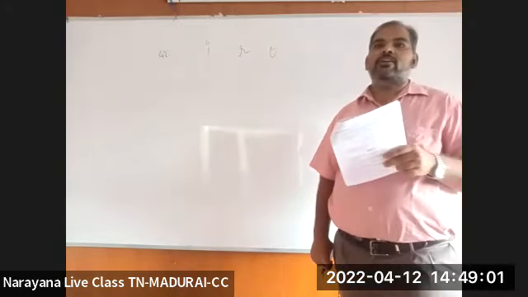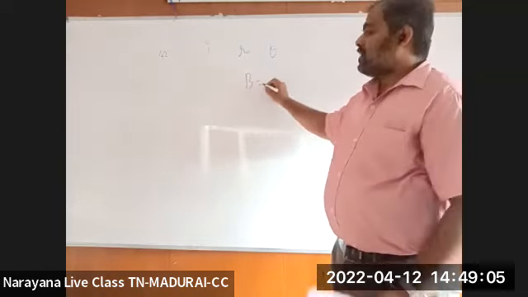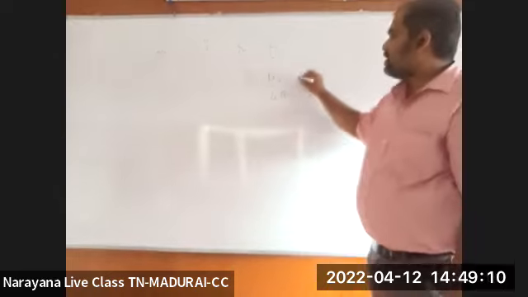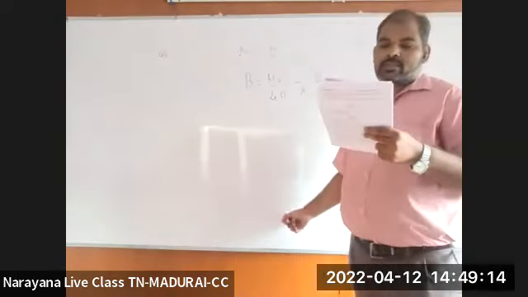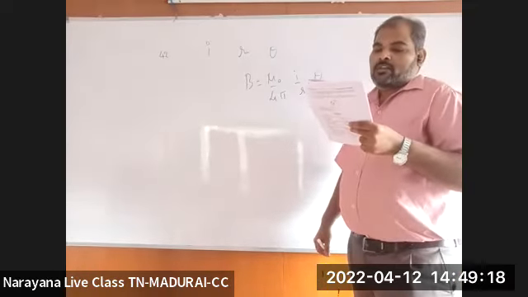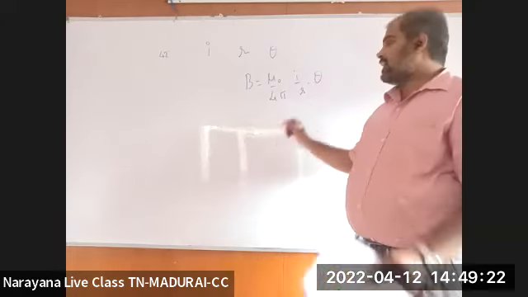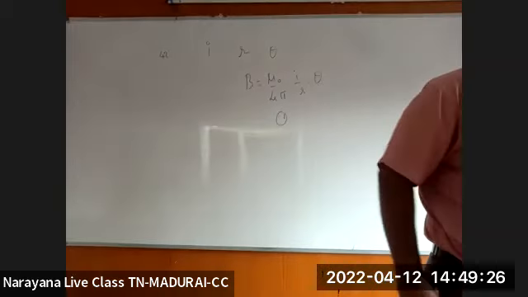What is the magnetic field due to an arc shaped wire formula? B equals how much? Mu naught by 4 pi into I by R into the angle subtended. So which is the right option? First option only, na? That's all. Key correct, huh? Next.